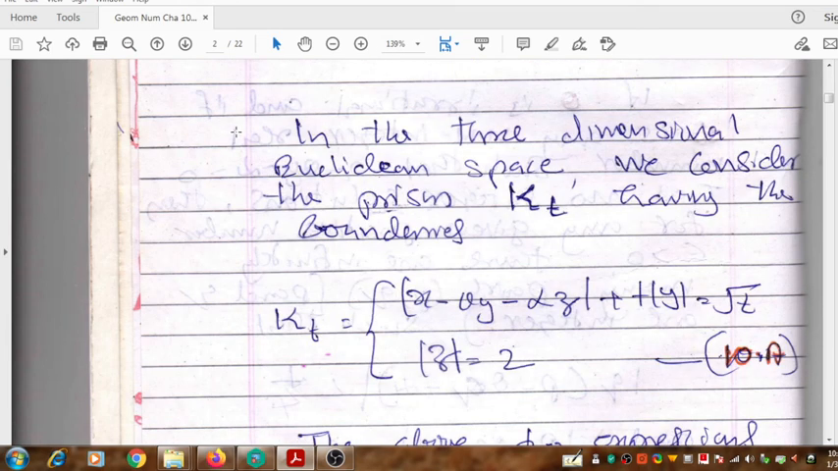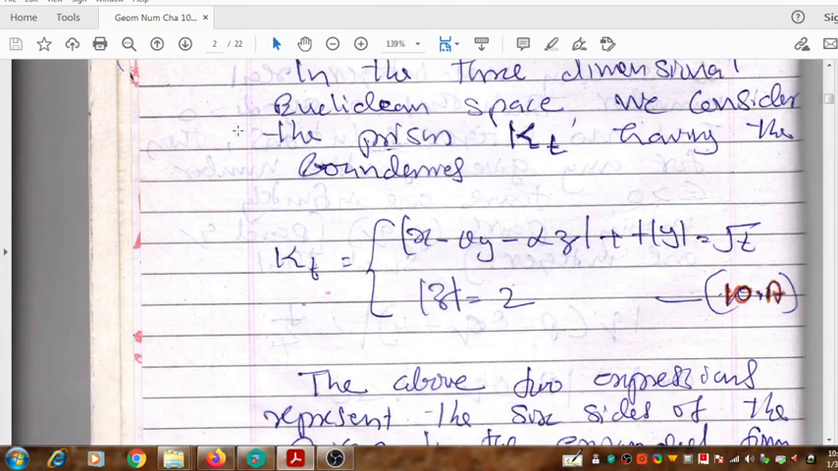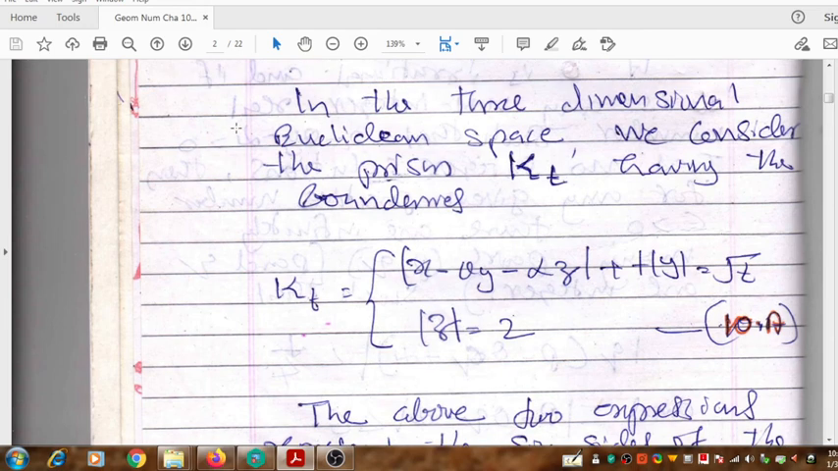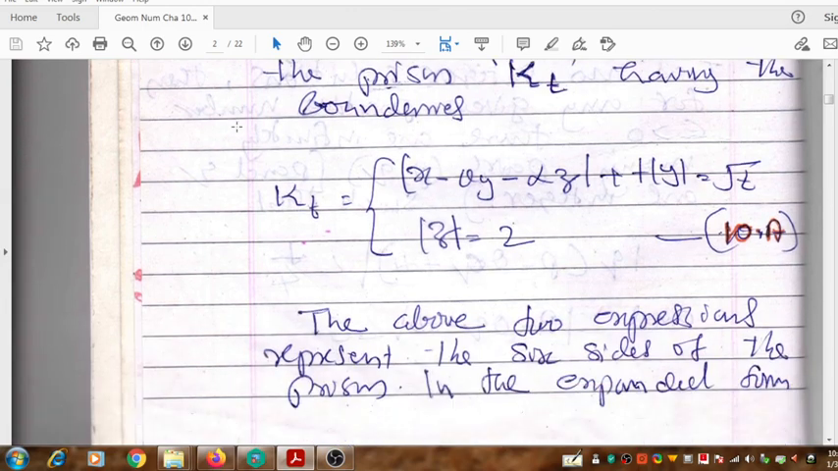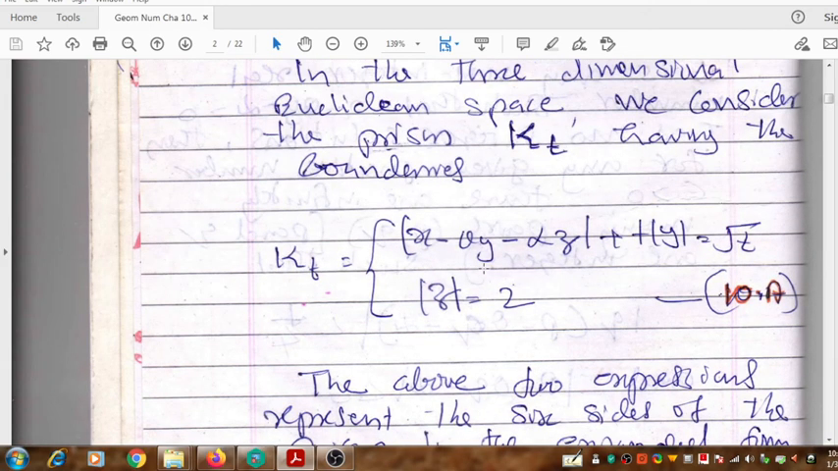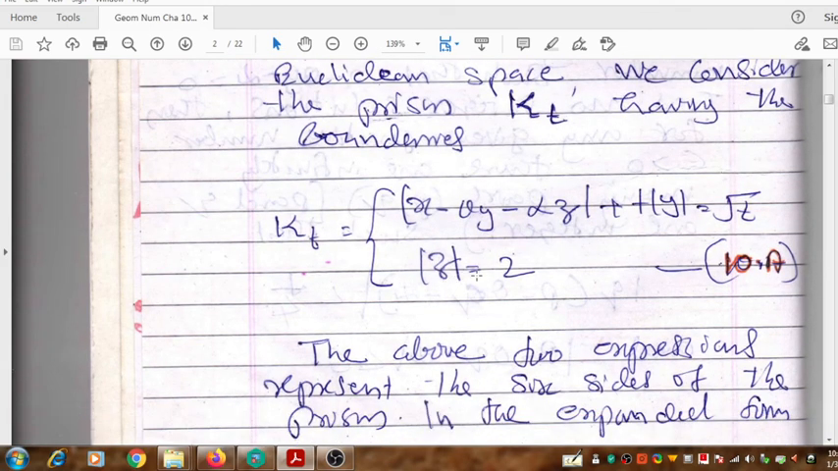Before we begin the proof, we are going to consider a prism. The boundaries of the prism are given by a set of equations, which you can see here. These are the equations 10a. The equations are given in 10a, and a prism has 6 sides, 6 faces.